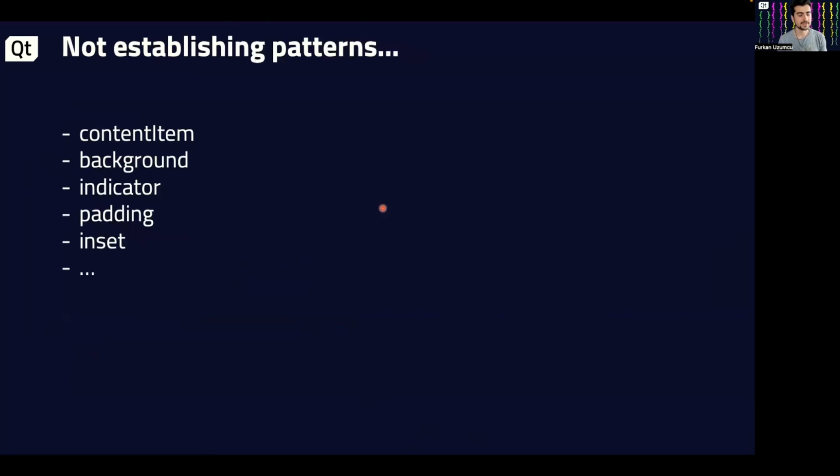The last pattern, the last mistake, is not establishing proper patterns for your component design. Now, since you're using QML, maybe you're used to using Qt Quick Controls. In that case, I highly recommend that you adopt a pattern from that library. But if you're not doing it, maybe you're creating your custom components from scratch, then I highly recommend that you come up with some patterns like Qt Controls did, like the content item, backgrounds, indicators, paddings, insets, so that using your components is more intuitive than otherwise it would be.